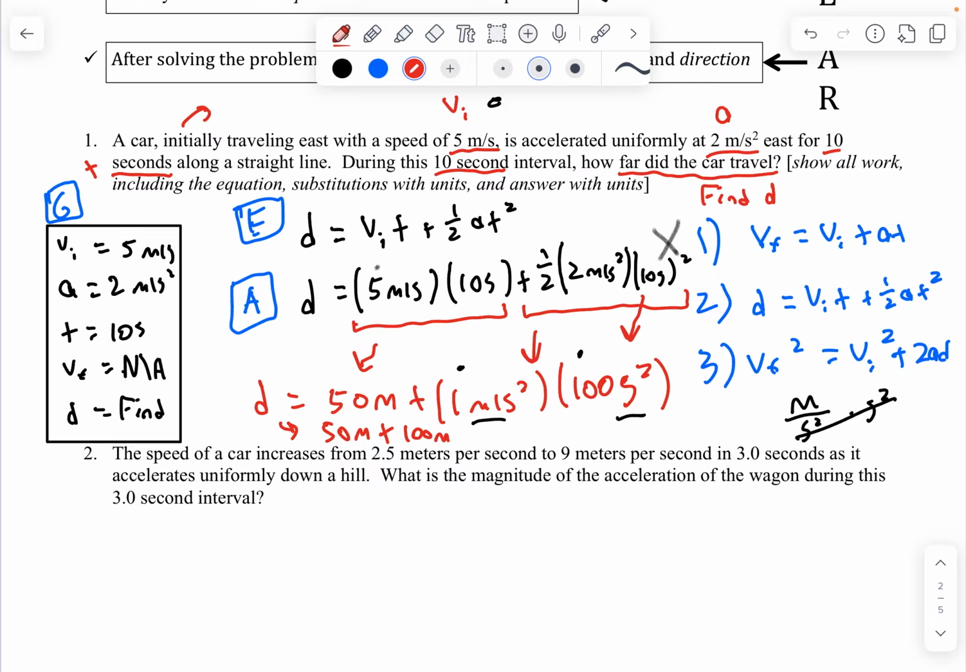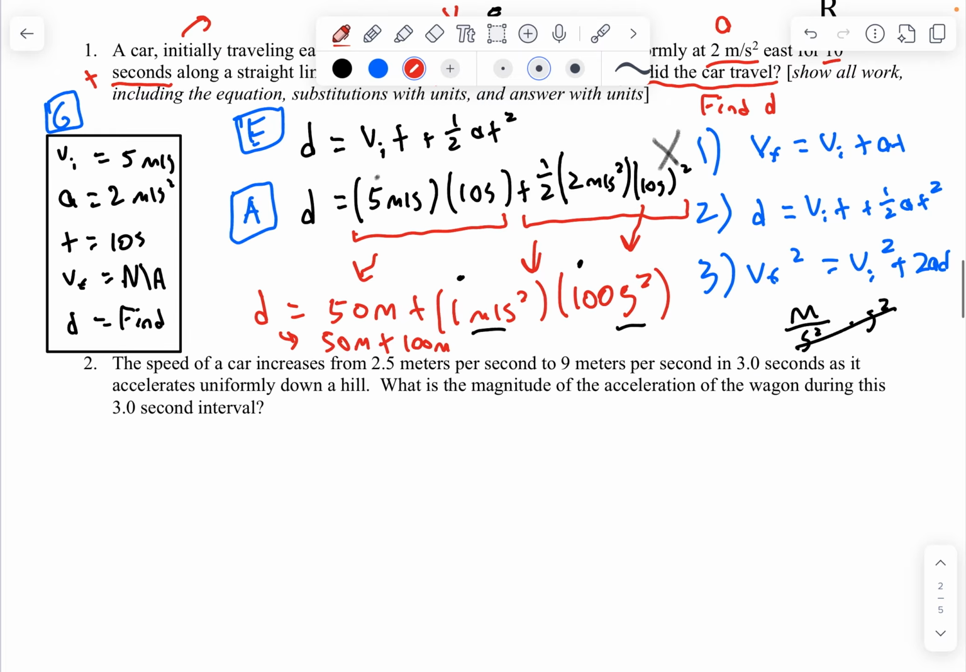And that should make sense that we get meters because we're trying to find displacement, and displacement is always in meters. Usually in science, it's in meters. So we can circle that answer. Great. Next question.